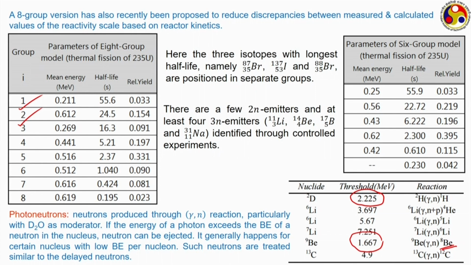But from a characteristics point of view, these photoneutrons are found to be quite similar to the thermal neutrons, or normal delayed neutrons, I should say. Therefore, they are not distinguished from the delayed neutrons; rather, during calculations or analysis, photoneutrons are considered as a part of the delayed neutrons themselves.